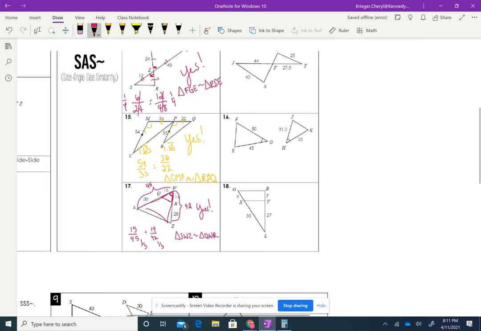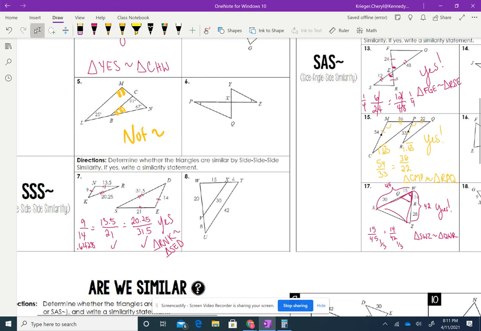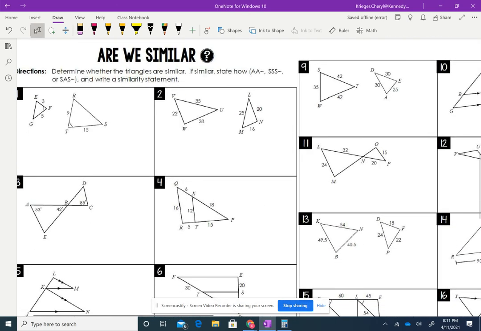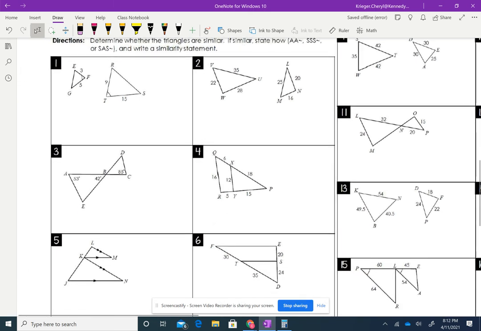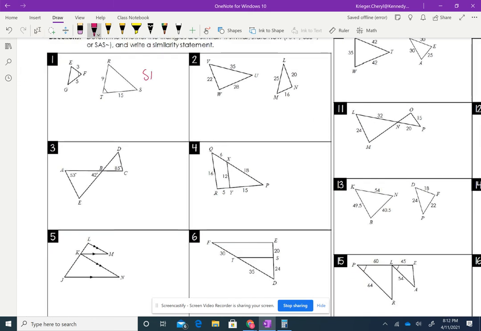Okay, hopefully you guys think this is easy and kind of fun. Okay, let's do a few of the are we similar. Determine whether the triangles are similar. If similar, state how. Okay, so number 1, looks like side angle side. Let's test the ratios to see if they work. The 3 is the smallest, so it goes with the 9. 5 is the largest, so it goes with 15. 3/9 equals 5/15. Yep, 3/9 is a third, 5/15 is a third. So this one is yes.